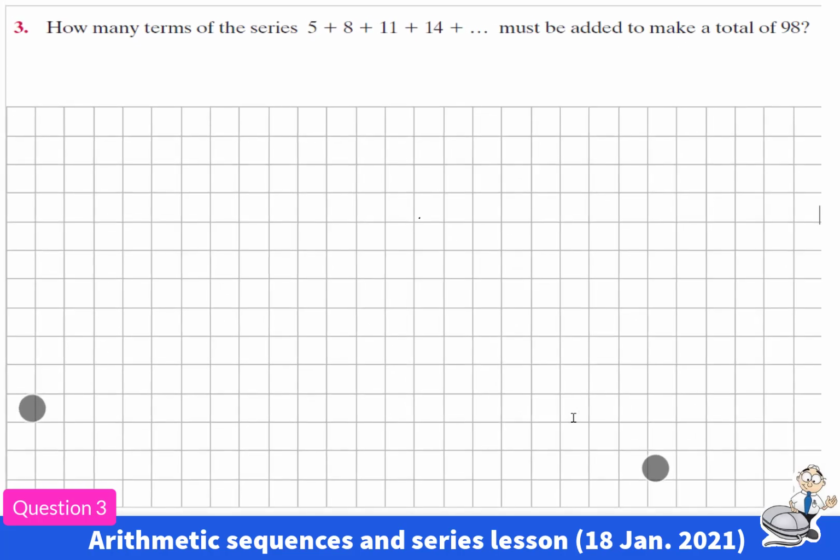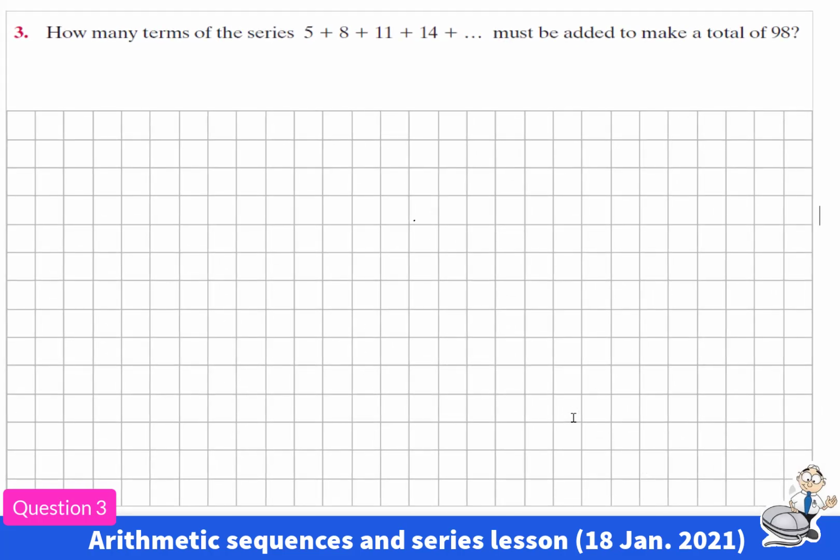How many terms in this series must be added to make 98? Okay. Now just to say, look, in this series there seems to be a really trivial way of doing this. If you got this question in an exam, it's absolutely okay to be clever about it. When I look at this, you might say 98 is not a very big number. You might think I might get there fairly quickly.